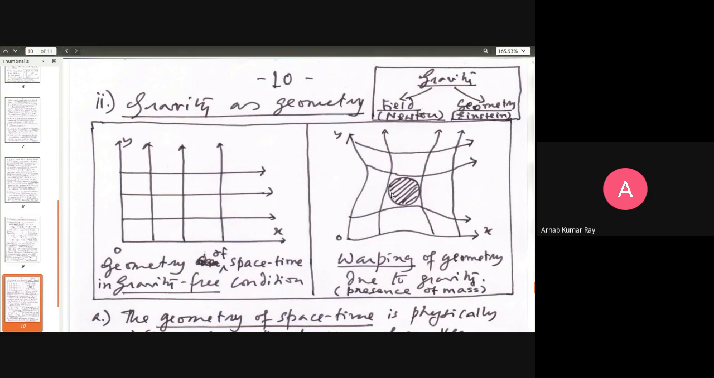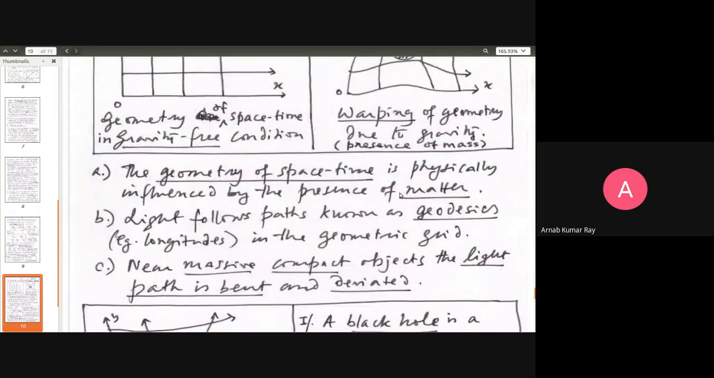That space-time is warped and things keep moving towards a massive object because of the space-time path that it has. Note my use of the word space-time. We are talking about a four-dimensional grid, x, y, z, and t, three coordinates in space and one coordinate in time. So that is what happens. Now, what about light? Light follows paths known as geodesics in the geometric grid. Let's try to understand what is a geodesic.